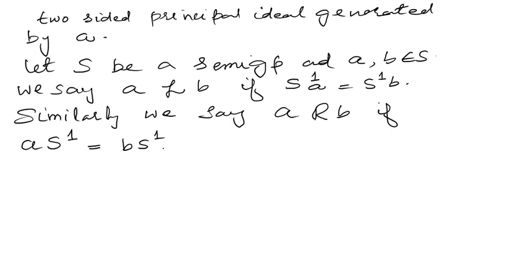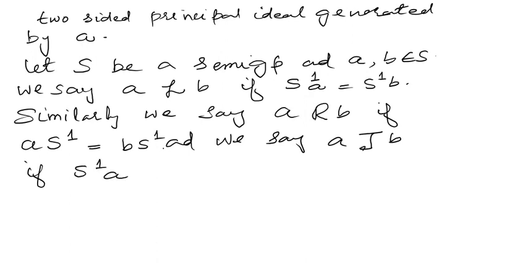And we say a is J related to b, J relation, okay, if the two-sided ideal generated by a and b are the same. This is the same as S^1 b S^1. So these are the definitions.